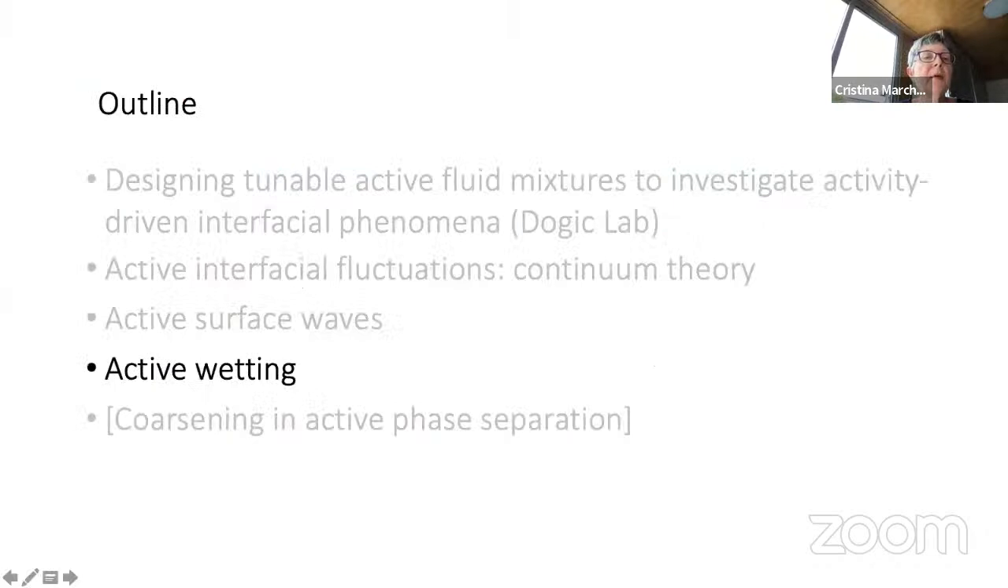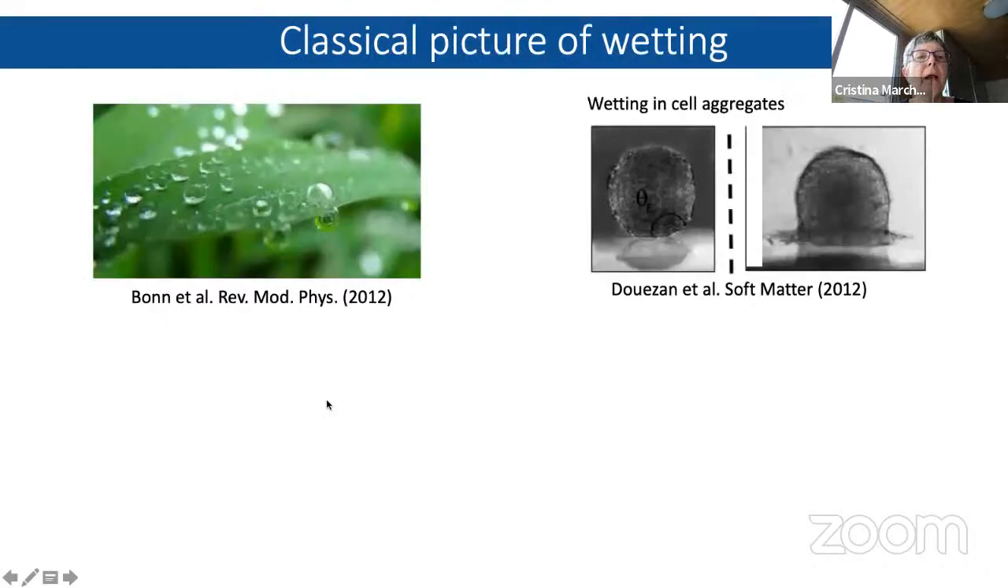Okay, now one more thing I would like to show you are the wetting properties of this system. What is wetting? Wetting controls how fluids spread on interfaces. For instance, we know these are water beads on a leaf, and cell aggregates can behave more like a water bead on a leaf, but they can also spread out on the interface and sometimes even cover the entire interface.